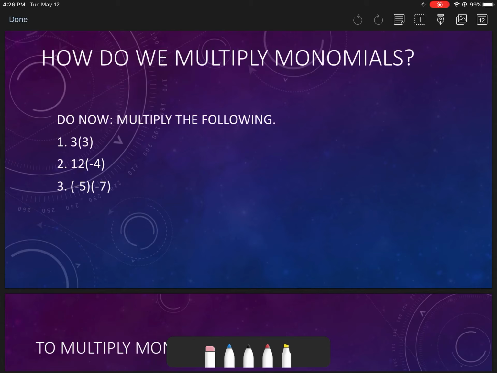All right, guys. So next up we have multiplying monomials. Okay, how do we multiply monomials? Let's take a look at the do now just to kind of refresh our memories regarding how we multiply integers. Okay, so we know what our integer rules are. For the first one here, we got just plain old 3 times 3, which is going to give us 9.